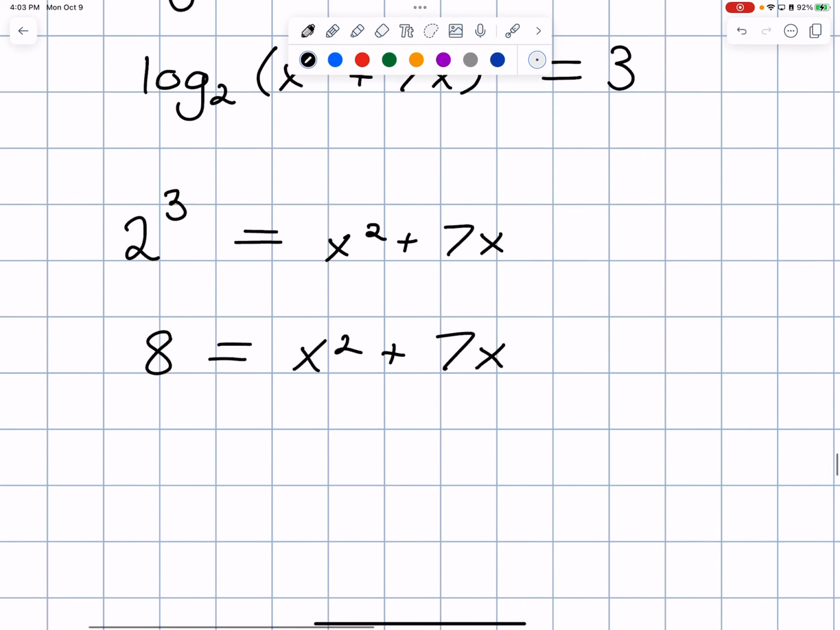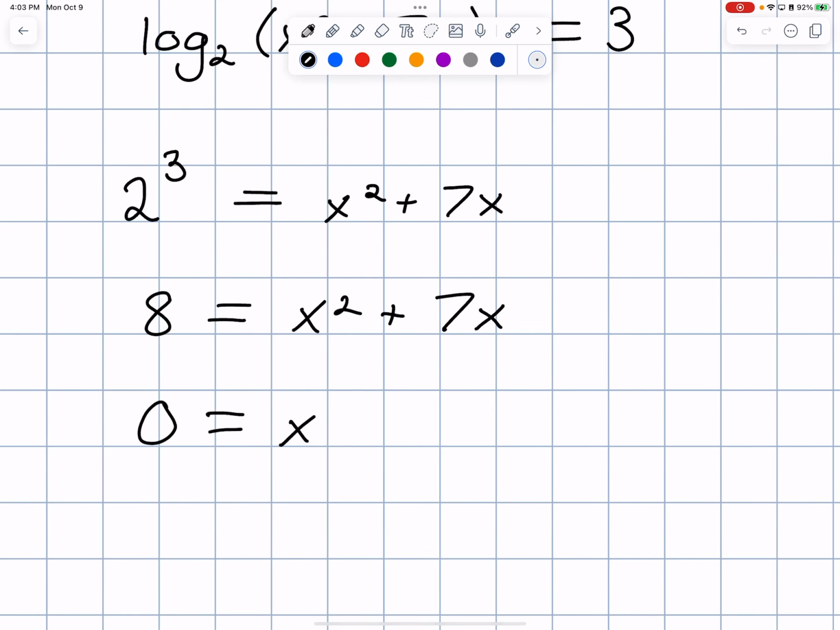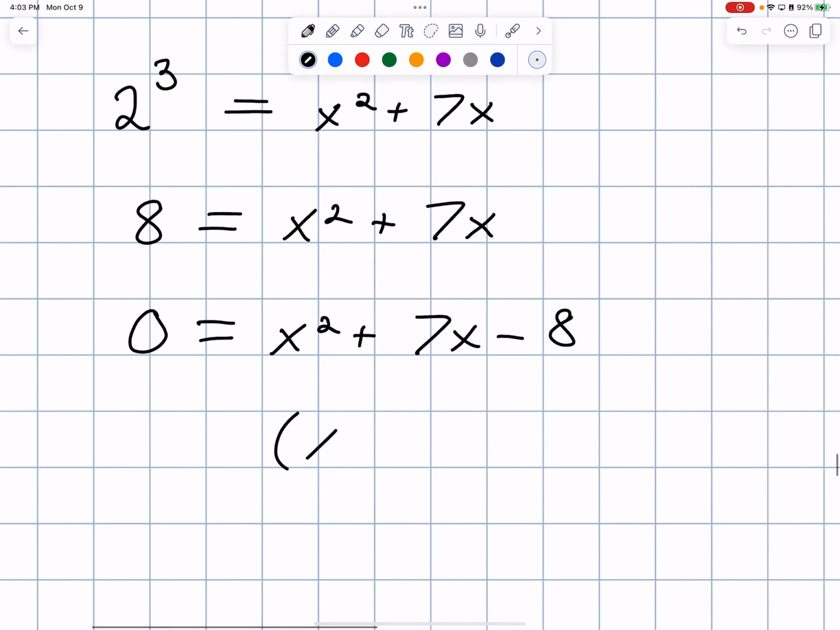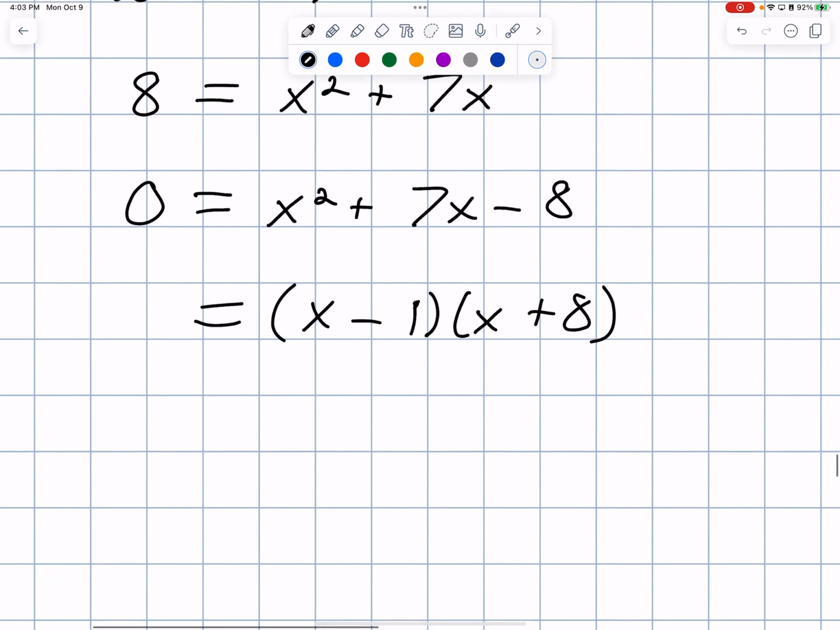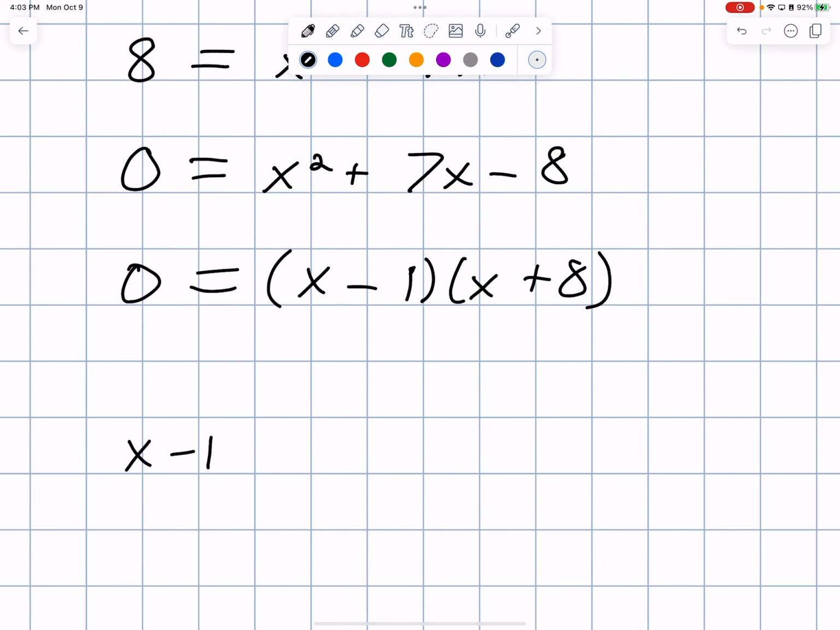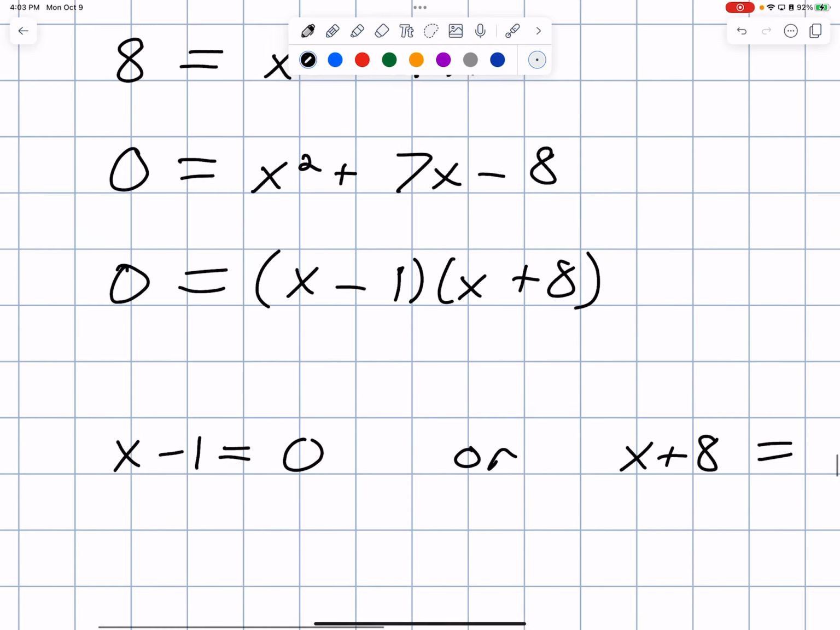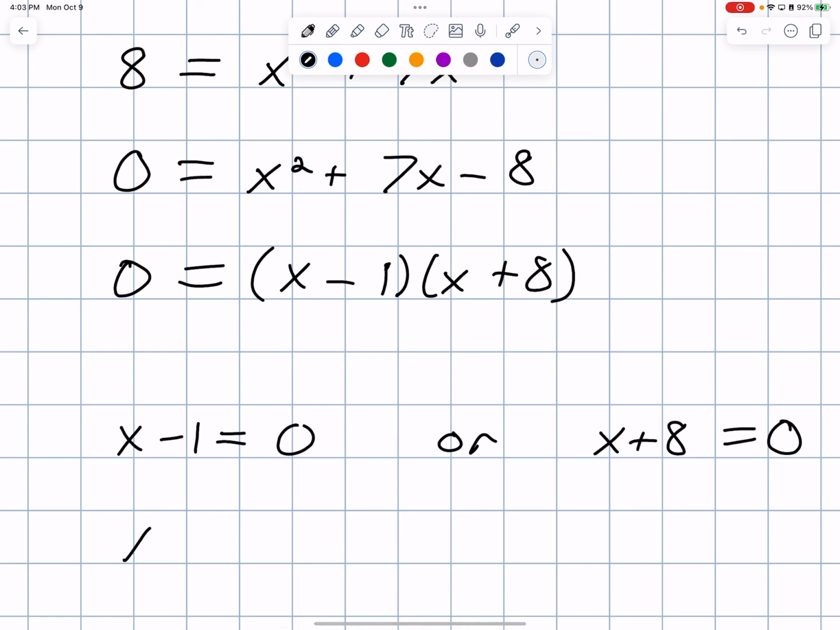Now it's a quadratic. Let's subtract 8 from both sides. And we're going to factor it. This factors as x minus 1, x plus 8, which means x minus 1 equals 0, or x plus 8 equals 0. So x equals 1, or x equals negative 8.